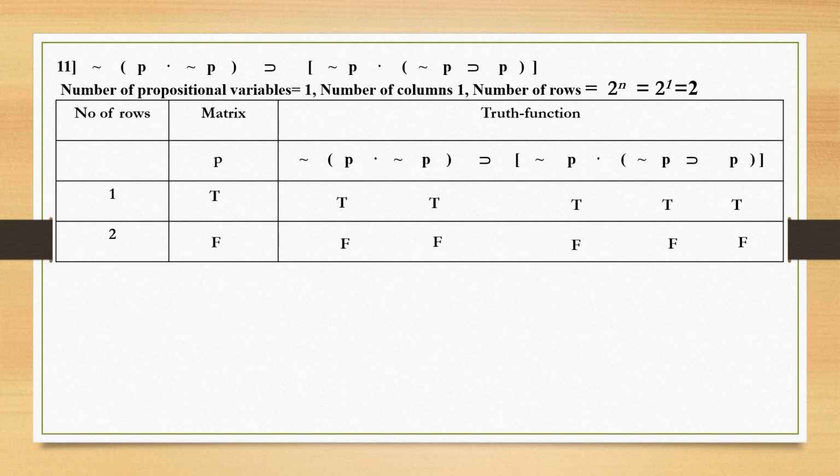There are 5 P's, all 5 values you write. Now negate the values. When is a negative statement true? When its component is false, and it is false when the component is true. So obviously this is true, then its negation will be false. It is false, then its negation will be true. Same applies here. True then false, false then true.